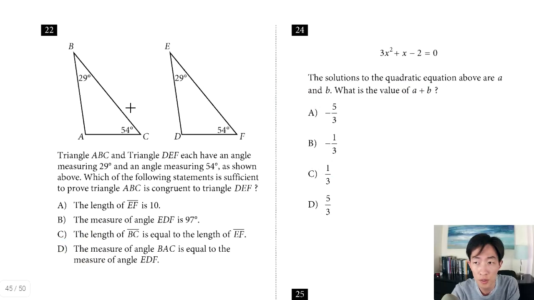Question 22, we got these two triangles. It says triangle ABC and triangle DEF each have an angle measuring 29 and an angle measuring 54 degrees, as shown above. Which of the following statements is sufficient to prove triangle ABC is congruent to triangle DEF? All right, so the first thing we want to notice about these triangles is they have two corresponding angles that are equal to each other.